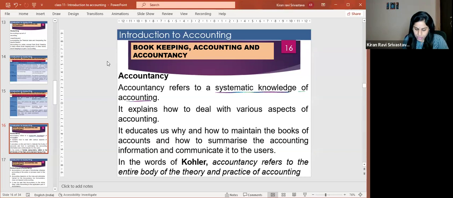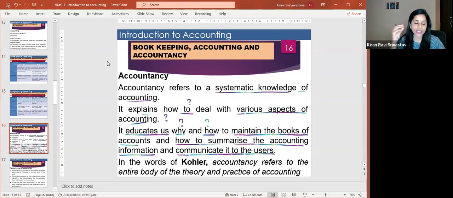It explains how to deal with various aspects of accounting. It educates us why and how to maintain the books of accounts and how to summarize the accounting information and communicate it to the users. That is what the accountancy subject does. There are various techniques which you'll be learning: how to maintain journals, ledgers, trial balance, how to prepare the balance sheet, and how to do the cash flow statement. It explains why we should do it and how we should do it.